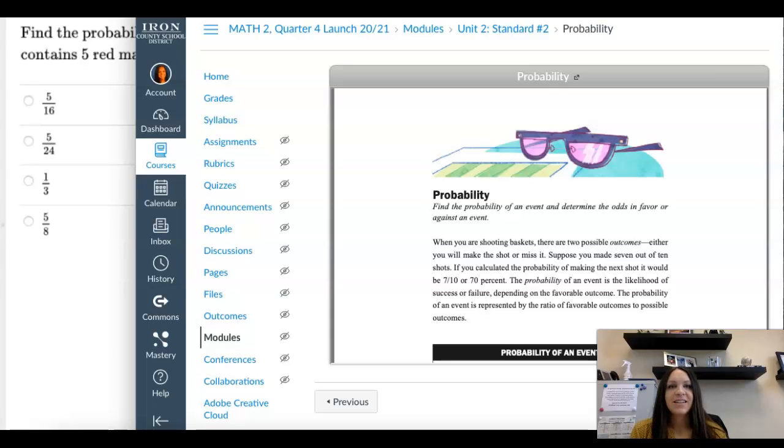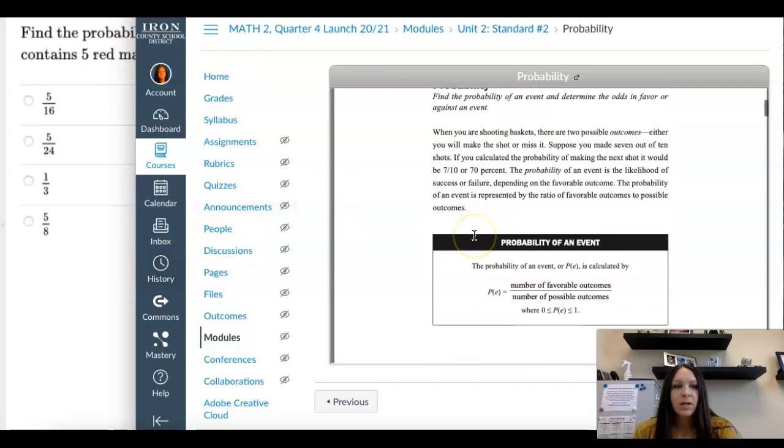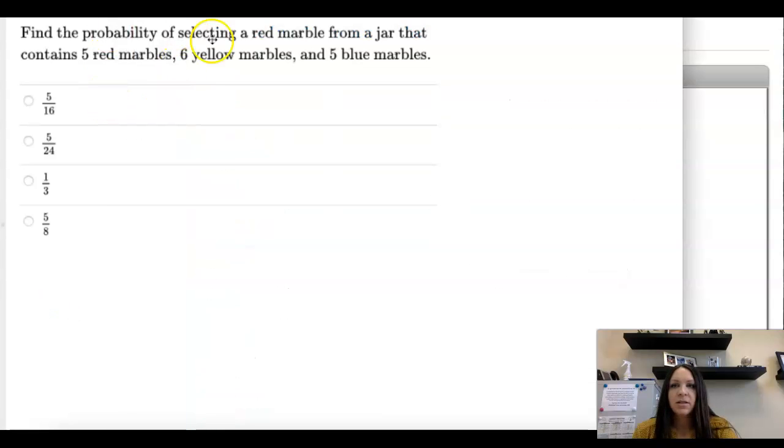Hey guys, in this section we're going to talk about probability and odds in favor. So I have the notes up and I'm looking at some questions here from the self-check.